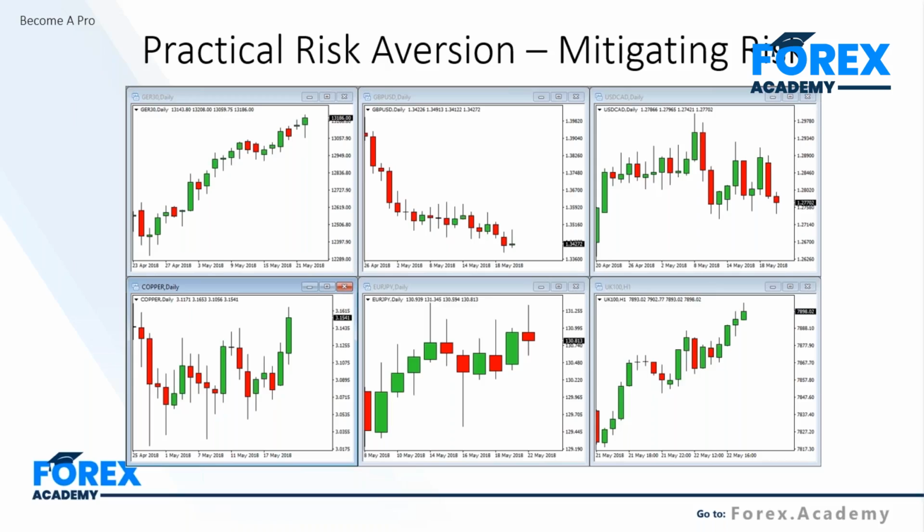We have the German DAX here, the German 30, trading on highs in this period. We have the cable market, pound dollar, trading on relative lows. We have dollar CAD as well, showing some volatility. We have the copper daily market, trading up, broken that high there. And we have Euro Japanese yen, and the UK FTSE 100. Okay, so it's a nice selection of markets.